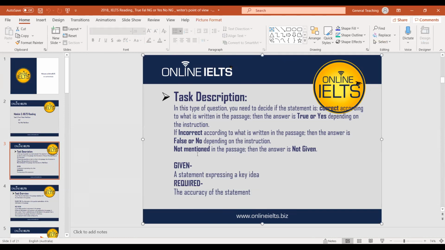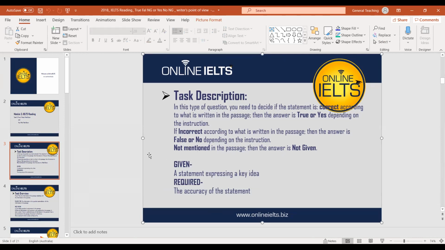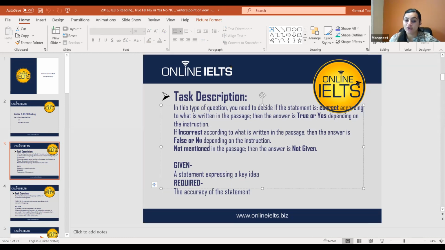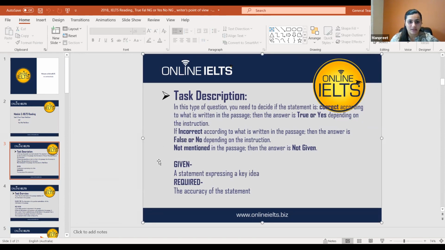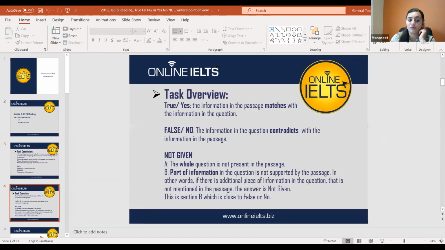Okay, all right. Can you repeat again? So just the instructions I'm saying, you have to read the instructions very carefully. Sometimes it would say true, false, not given. And for some of the sections, it can say yes, no, not given. It's pretty much the same thing. There's no difference. But for example, if the answer is false and you mark no, that would be wrong. Good. All right. Okay. Next is task overview.